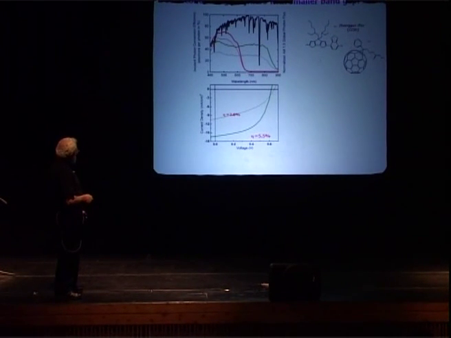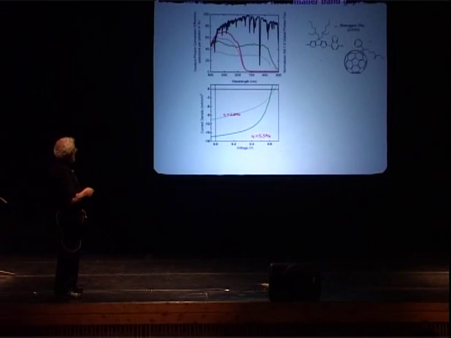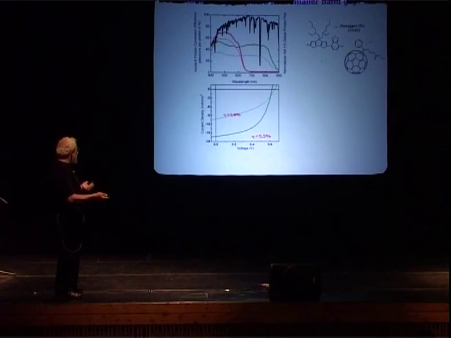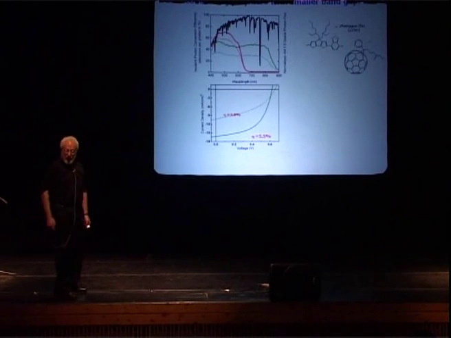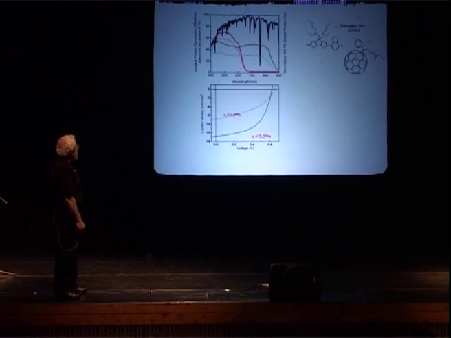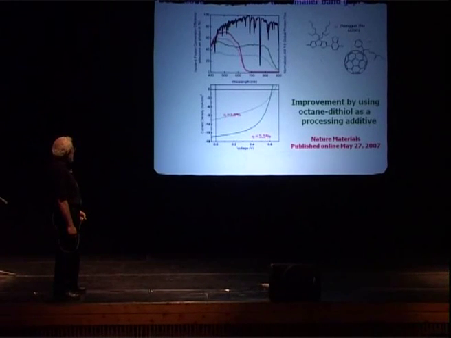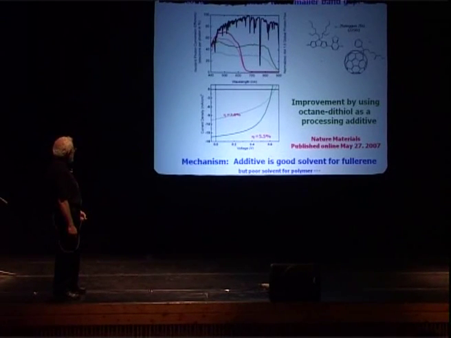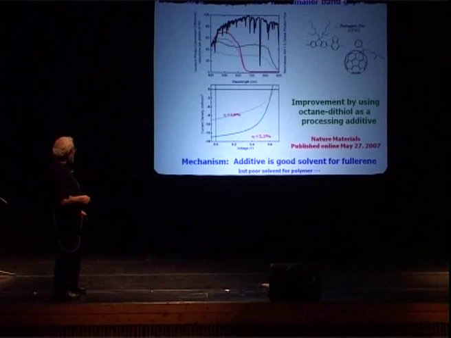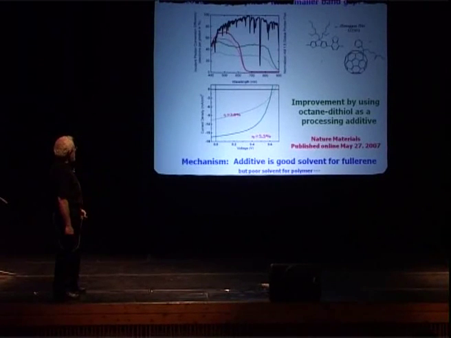In this case, with a smaller band gap polymer that goes out significantly farther than the alkyl thiophene, you really need this help. So this is not a solved problem, but at least we're showing routes toward that solution. The additive is a good solvent for the fullerene, a poor solvent for the polymer, and helps you control the morphology.